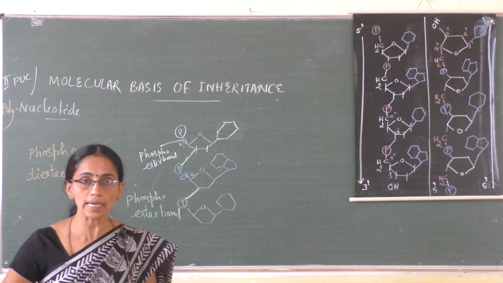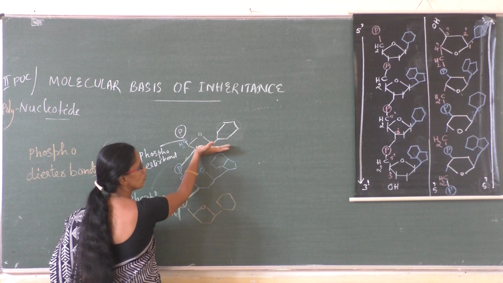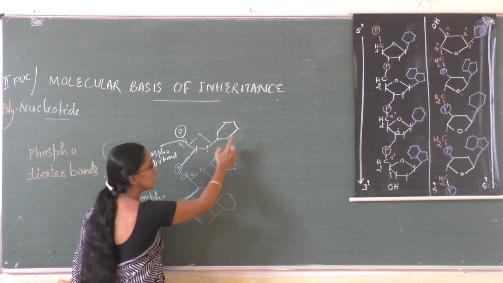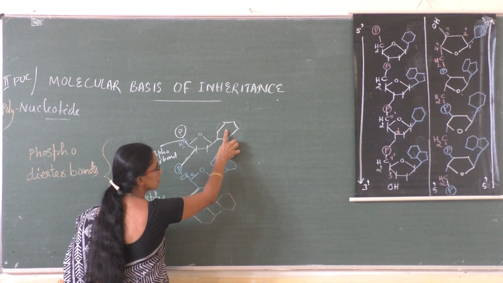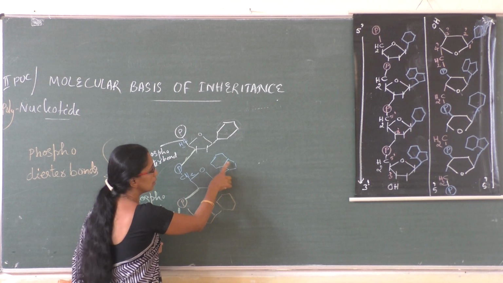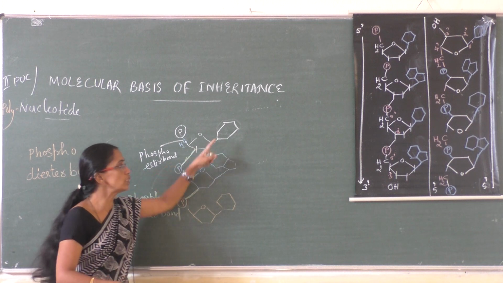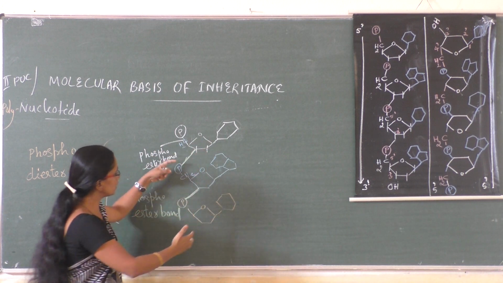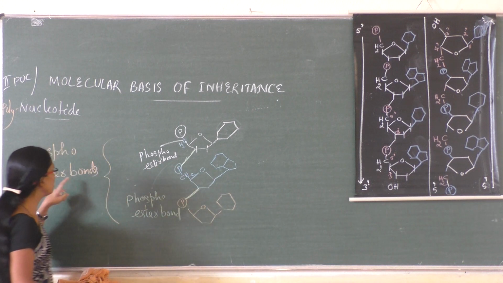So nucleotides we studied. What is a nucleotide? Base, sugar and phosphate form a nucleotide. Depending upon which base, they are named. For example, if this is pyrimidine, cytosine or thymine. If this is adenine, double ring. If this is purine, either adenine or guanine. Depending upon which base, that nucleotide is named. And nucleotides are connected with one another by phosphodiester bond.